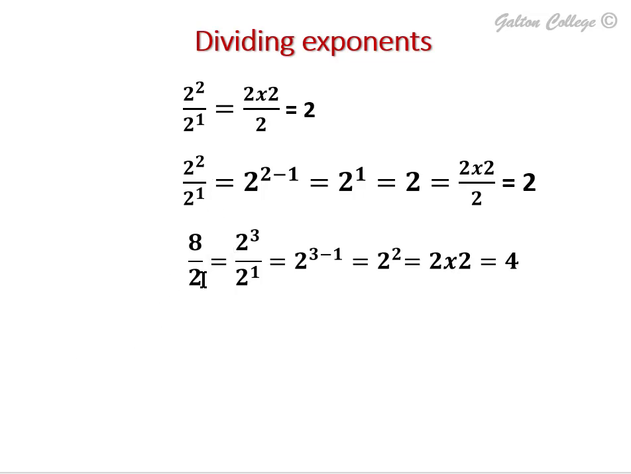8 over 2 is equal to 2 to the power of 3 over 2 to the power of 1, which is equal to 2 to the power of 3 minus 1, which is equal to 2 to the power of 2. Take away the 1 from the 3, leaves us a 2. And 2 to the power of 2 is just 2 times 2, and 2 times 2 is 4. In other words, 8 divided by 2 is 4.